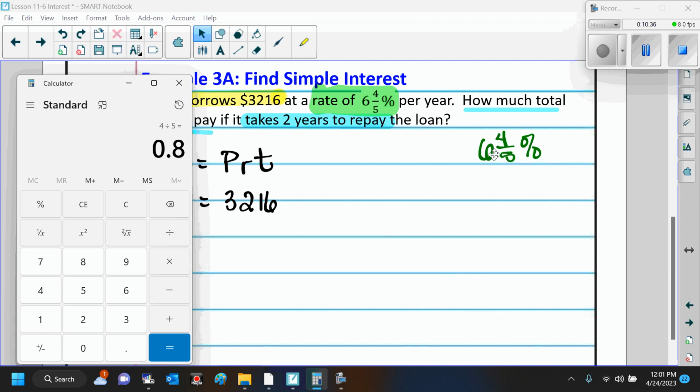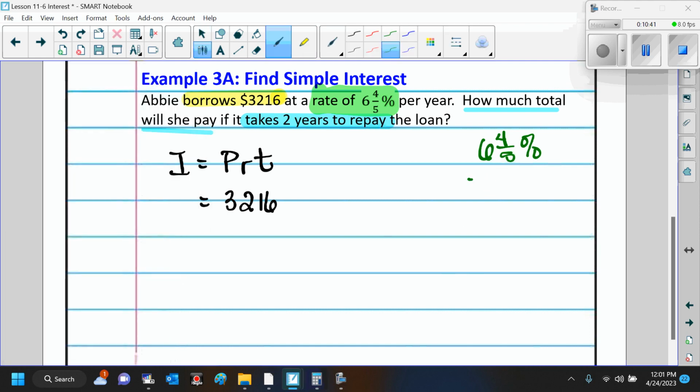So this is 6.8%. Does everybody see that? 6.8%. Now, before I put that percent into the equation, what do I have to do? Make the percent a decimal. Very good. So we're going to annex that 0, and remove the percent sign. So what we're going to put into the equation is 0.068. Is everybody clear with that?